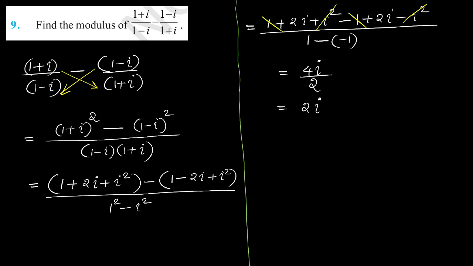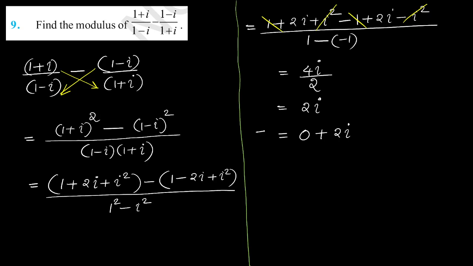I want to write the answer in the form of a complex number a plus bi. 2i, can I write 2i as 0 plus 2i? 0 plus any number is the same number. Understood? 0 plus 2i is 2i. Same thing. So it has the look of a complex number a plus bi. Correct? I want the modulus.